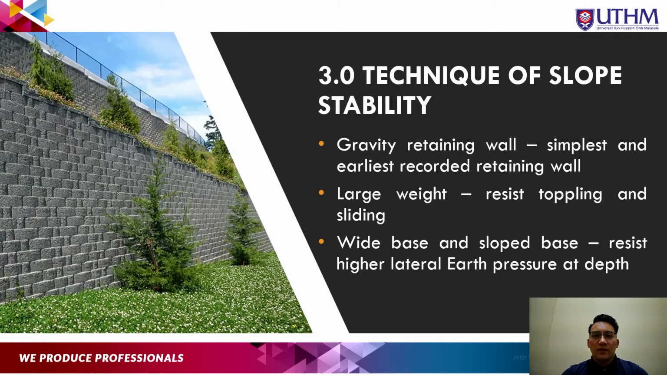Hi, my name is Melvin Gorket Heng with matrix number AF190103, and I'll present the technique of slope stability. For our project, we have chosen a gravity retaining wall to stabilize the slope as it is the simplest and earliest recorded retaining wall. Due to its large weight, it can resist toppling and sliding, and its wide base and sloped base can resist higher lateral earth pressure at depth.